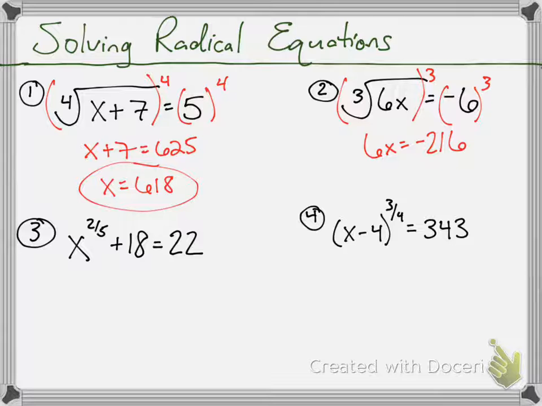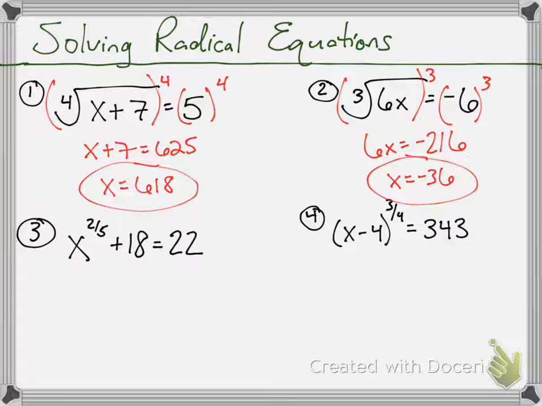Keep in mind, with an odd-numbered power, if you have originally a negative base, the answer will also remain negative. To get x by itself, simply divide by 6. x would equal negative 36. And again, you can plug that back into the original problem, and you'll see that both sides will indeed equal out. Now, let's take a look here when we have fractional exponents.